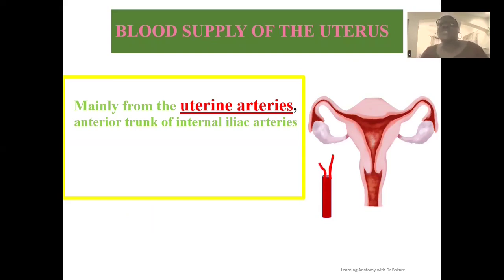It is from the anterior trunk of the internal iliac artery that we have the emergence of the uterine artery. And this is how it emerges here in dotted red. So as we have this presentation on the right, we also have it also on the left.